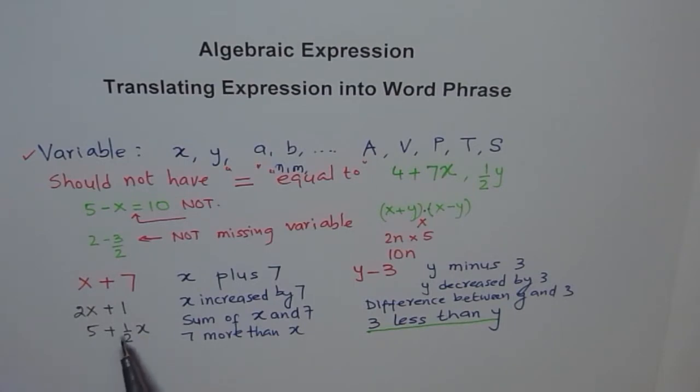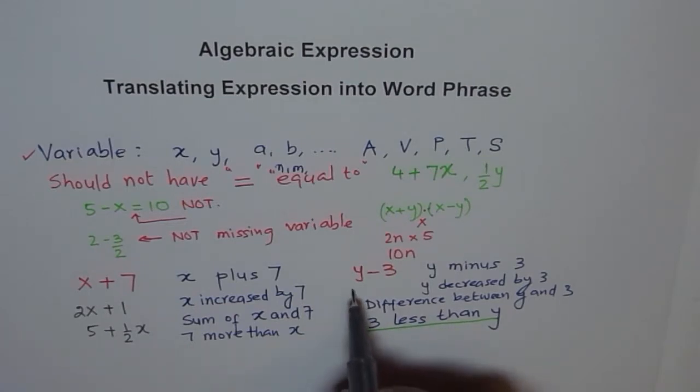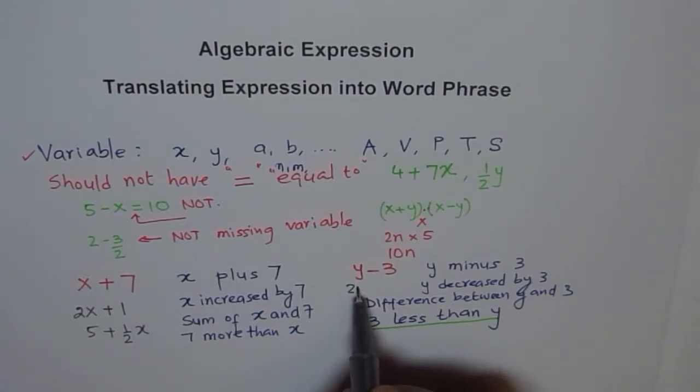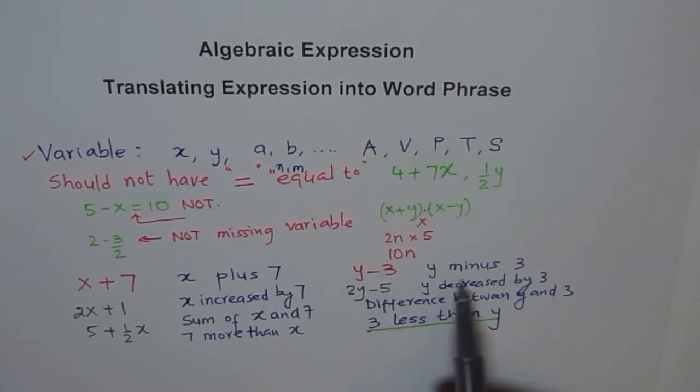5 increased by half the number. Do you understand? So that is how we can read our algebraic expression into words. Similarly, we can have something here. We can write here 2y minus 5. So twice a number minus 5.